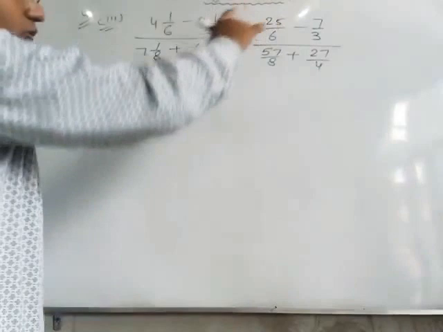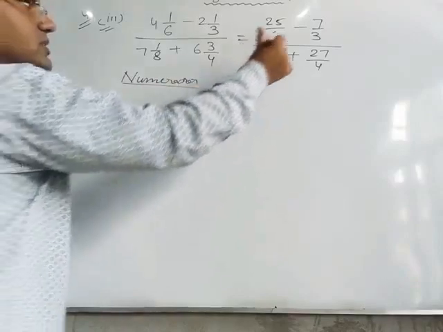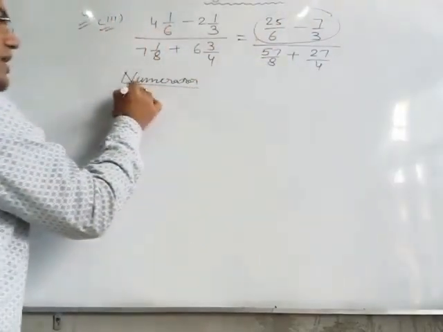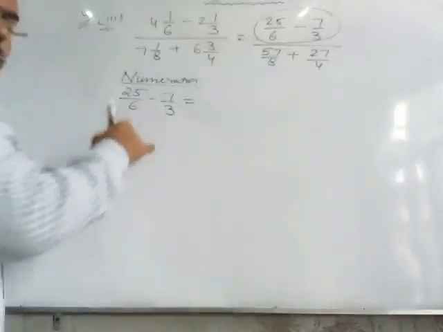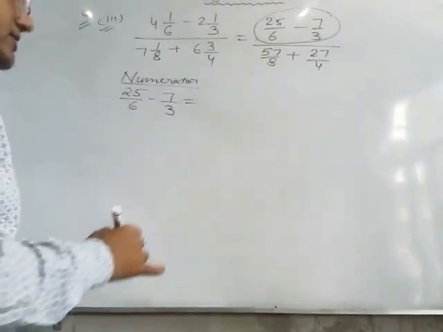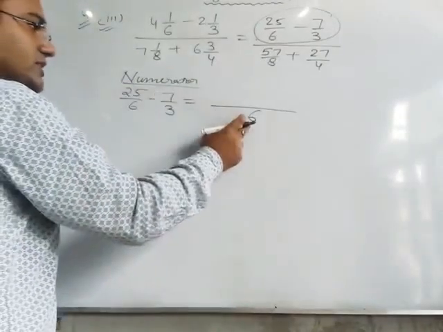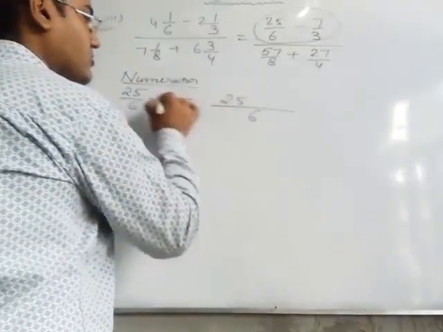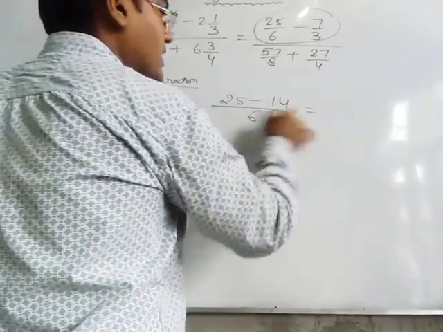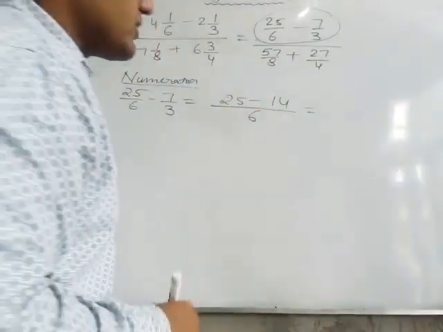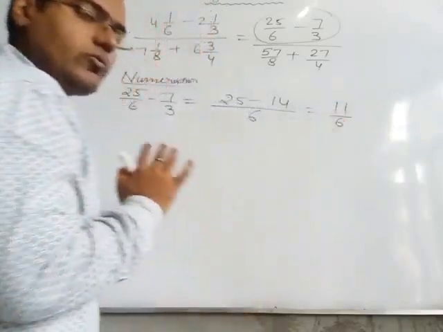Now what will be the next step? First of all we will take the numerator. Numerator means this upper part we have to take. We will write here numerator is 25 upon 6 minus 7 upon 3. Now in order to subtract these two, you know very well we have to take the LCM. LCM of 6 and 3 will be 6 only. 6 1s are 6, 1 into 25, answer will be 25 minus 3 2s are 6, 2 into 7 will be 14. On subtracting them we will get 25 minus 14, 11 upon 6. So numerator is solved now.